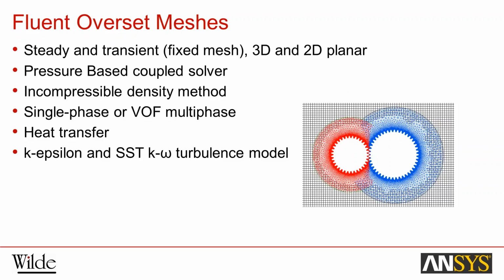Another new feature that's coming in version 17 is the ability to use overset meshes. The example here is of a couple of gears rotating, but typical other applications of overset meshes include ordnance dropping from aircraft. It basically allows you to have different meshes around different components, and within FLUENT it will interpolate results between meshes and handle the communication. This is another way of potentially dealing with very awkward meshing situations. At the moment, it's available for 3D and 2D planar simulations, steady and transient. It's available for the pressure-based coupled solver, incompressible density method, single phase or VOF multiphase, and heat transfer. And there's limited capability with turbulence at the moment, but the SST k-omega model certainly is the one that we generally use. So it's in the main tools.